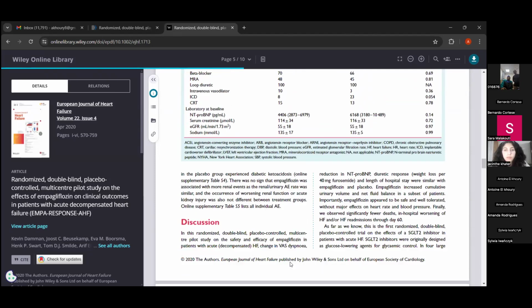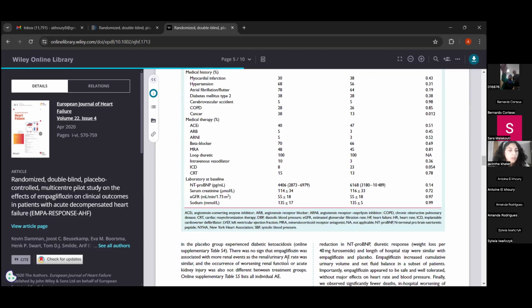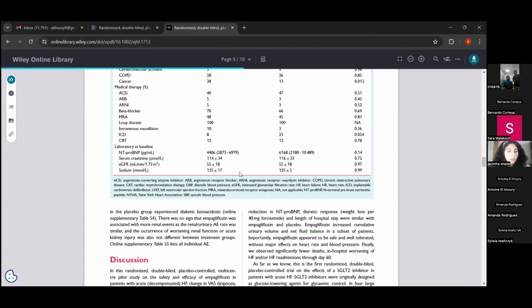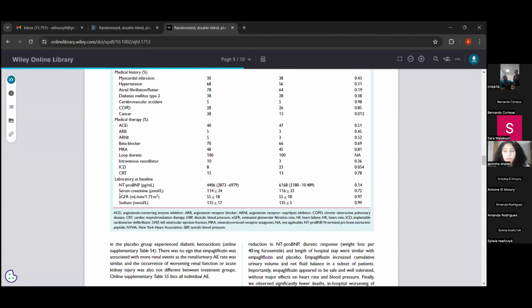Okay, so we have, at the beginning of this table, EMPA on the left and placebo on the right. So one thing that comes to my eyes is that, despite it's not significant, NT-proBNP is 4,400 in EMPA and 6,100 in placebo. So the difference is big. So the patients, according to heart failure parameters like NT-proBNP, are much worse in the empagliflozin arm. This is one important point.